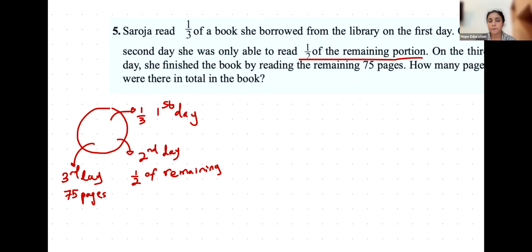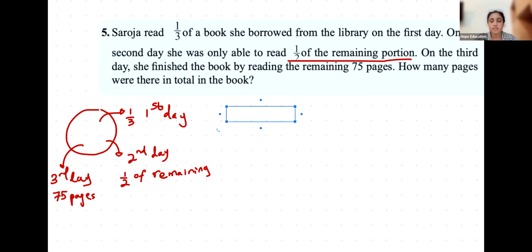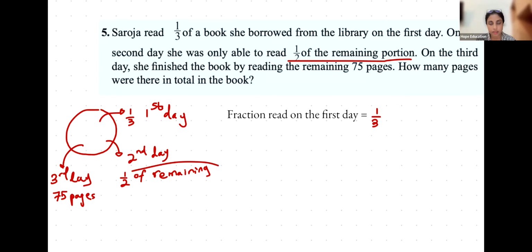Saroja read 1 over 3. Just write it like this. Fraction read on the first day: first day she reads 1/3. If she reads 1/3 on the first day, on the second day she reads half of the remaining. So for the second day's pages, you have to find the remaining fraction. So let's find the remaining fraction.